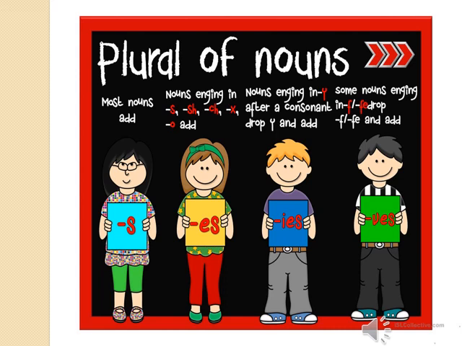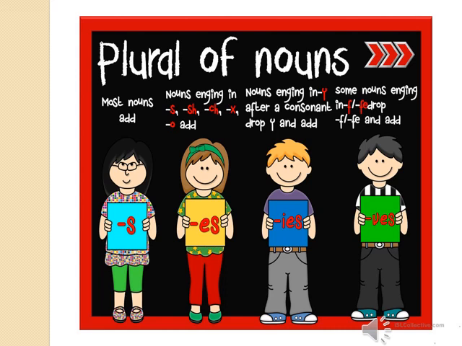or o or x. For example, bus, it ends with s, so the plural would be buses with es. Dress, it ends with ss, so the plural dresses with es. Dish, the plural is dishes with es. Watch, watches with es. Tomato, tomatoes with es. Fox, foxes with es.